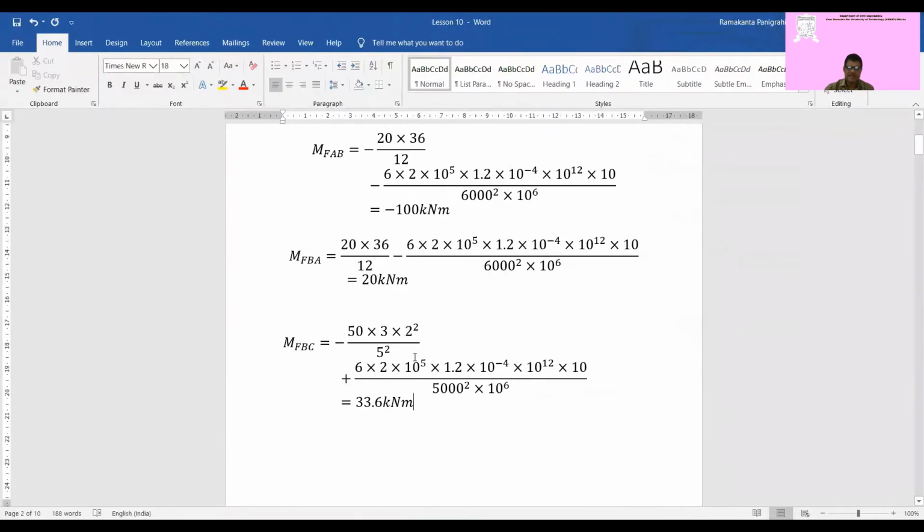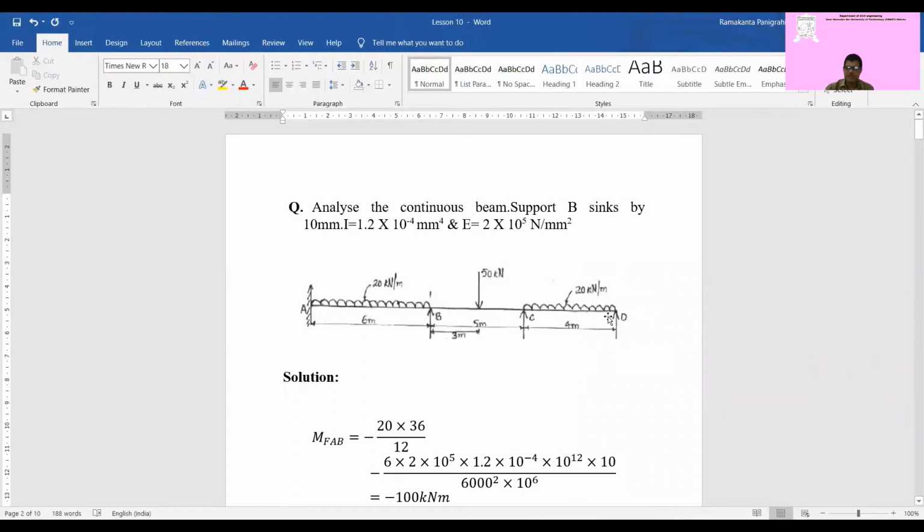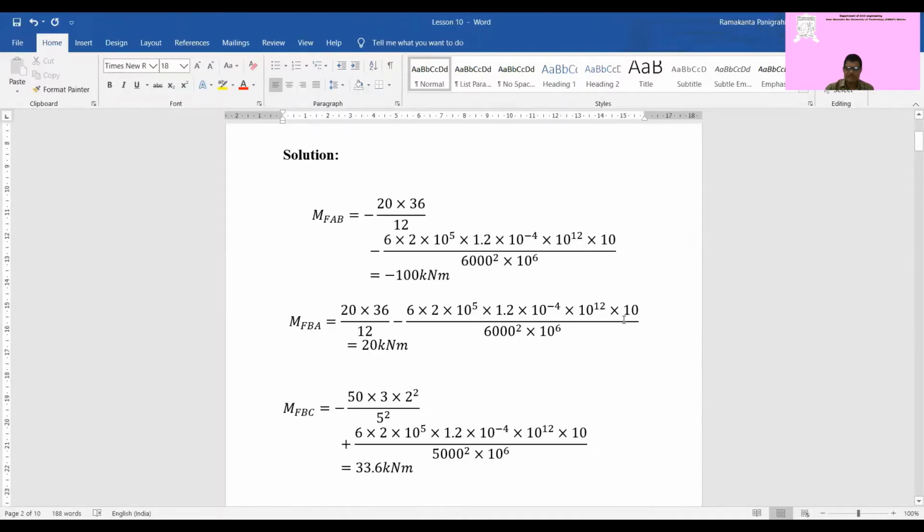Now in the CD span, both supports are at the same level. There is no support sinking, so it will be simple: WL square by 12 minus WL square by 12. Write down.